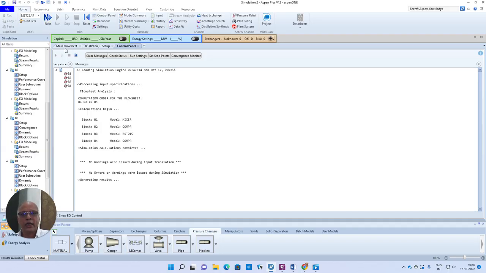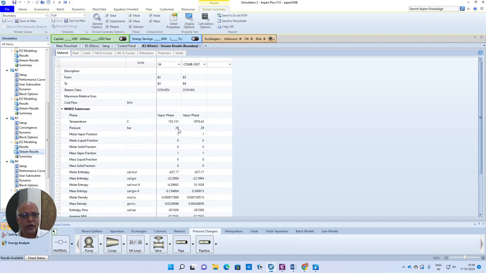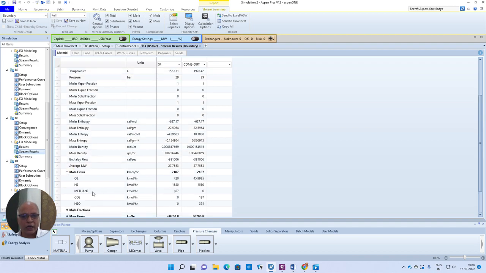Now you can see the stream summary, but before going into the other results, we wanted to ensure what is happening at the end of the reactor. Now you can see the air flow rate should be designed such that we should get 1400 degrees centigrade at the exit of the combustion. But what we have is 1976. Now just to check whether all the methane is converted or not, you can see out of the 420 moles of oxygen that is supplied, still there is some excess oxygen. So all the methane is converted into products.